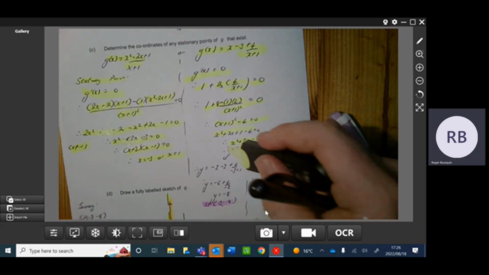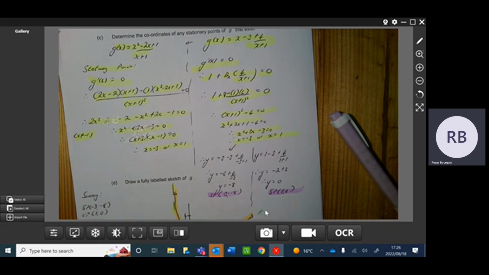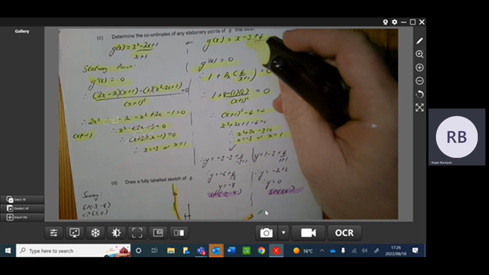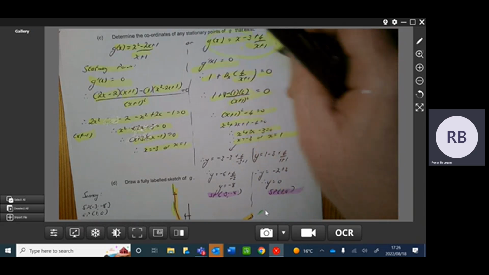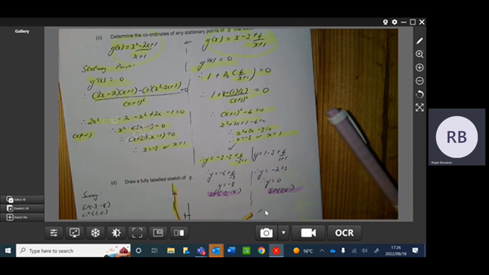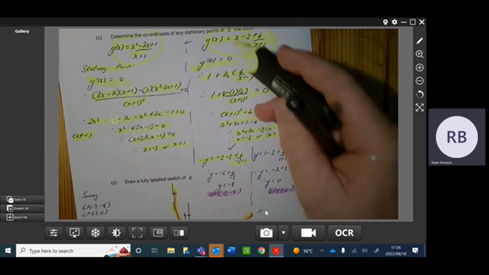Okay. Then minus the derivative of the bottom, which is 1, times the top, which is 4 over x plus 1 squared. You're going to times everything out by x plus 1 squared. Minus 4 is equal to 0, and you get back to x squared plus 2x minus 3 is 0. So either way, you get x coordinates of your stationary points at -3 and at 1.